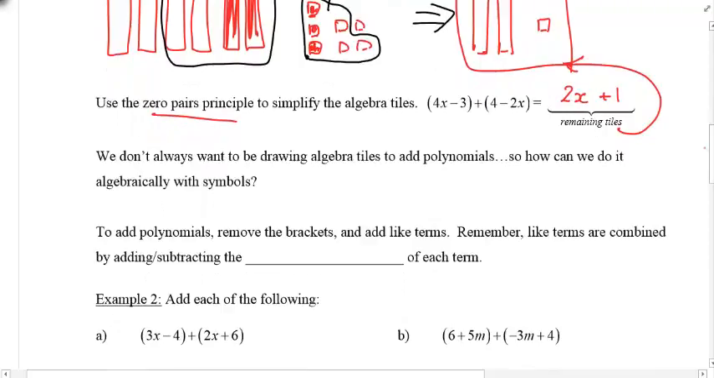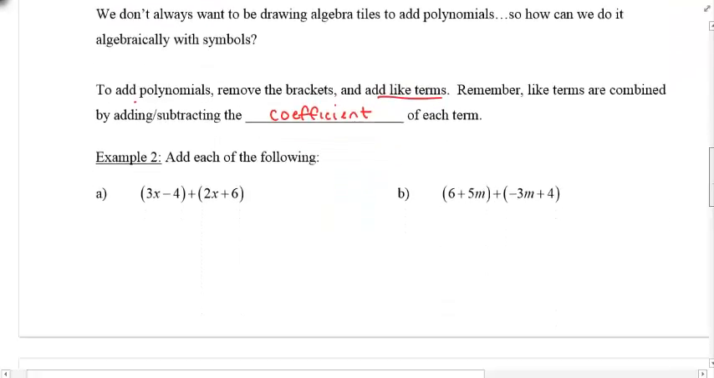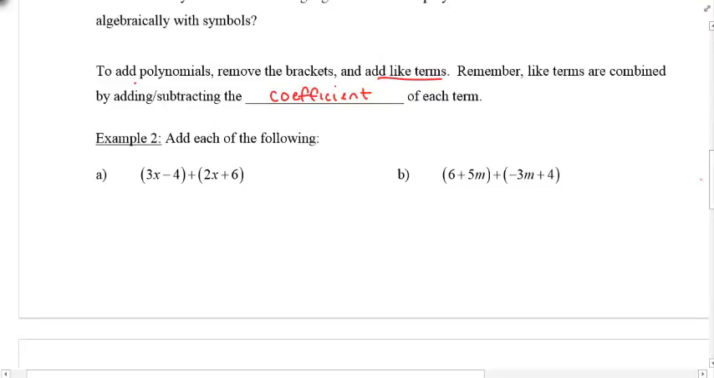Now, of course, you don't always want to be drawing algebra tiles, so how do we do it algebraically with symbols? Well, once again, to add polynomials, I'm going to ask you to remove the brackets from them, and then, just like last day, add like terms. Now remember, like terms are combined by adding and subtracting the coefficients, those are the numbers in front of each of the terms. So once again, you can visualize and draw this out using algebra tiles, and I will ask you to do it in class. But right now, if you feel like you don't need that, go right ahead and just do the algebra.